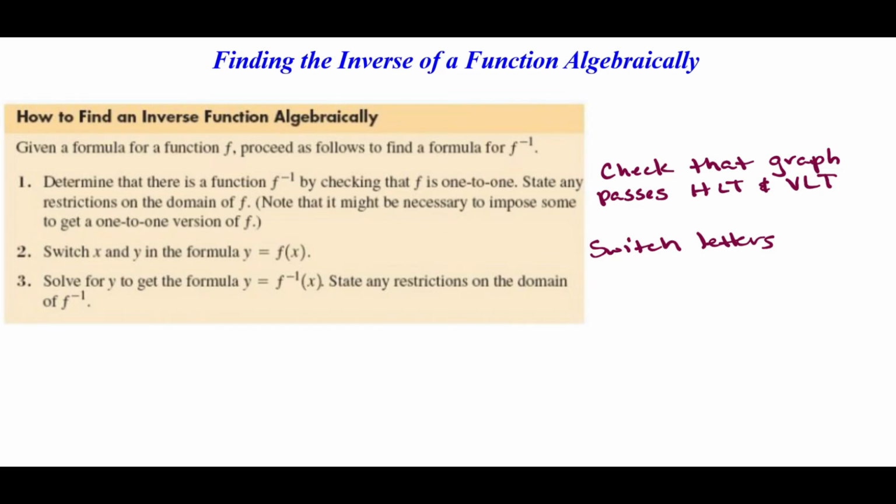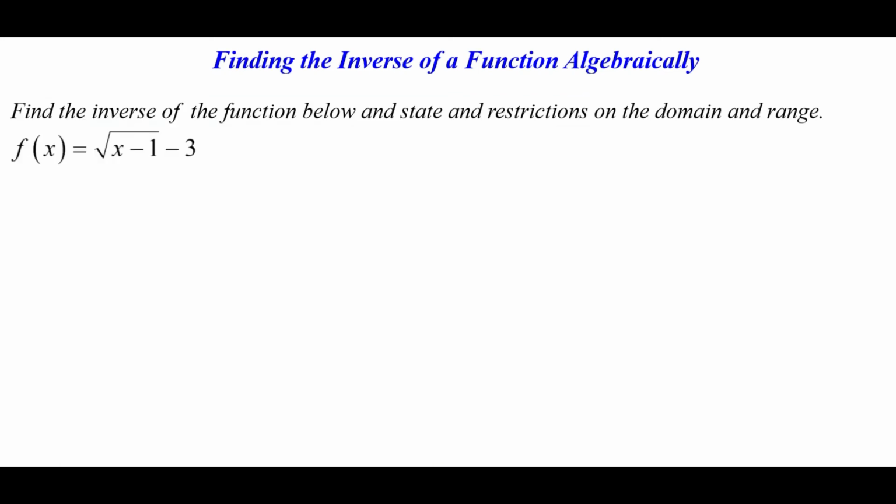First, we have to determine that the original function we have is a one-to-one function so that we know that we can actually get an inverse function. Then we're going to switch x and y, and then we're going to solve for y. And then that will give us our inverse function. We need to be careful and state any restrictions on the domain that may occur. So we'll take a look at how that works in just a second here.